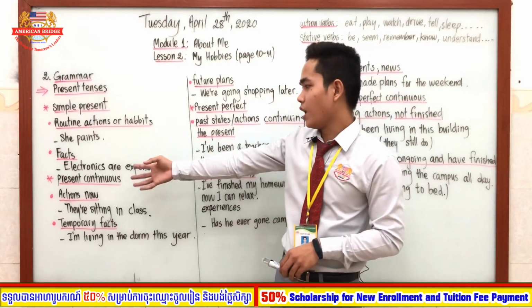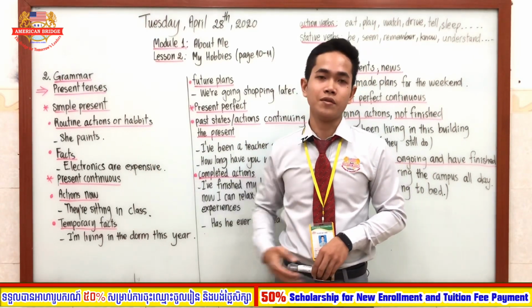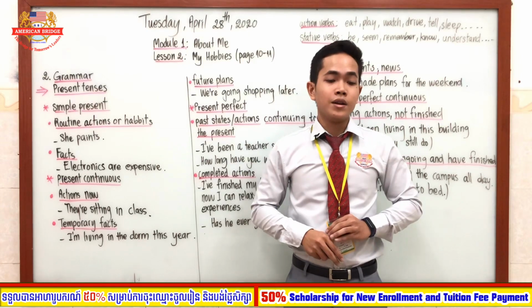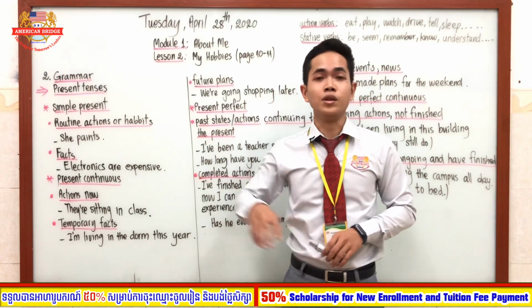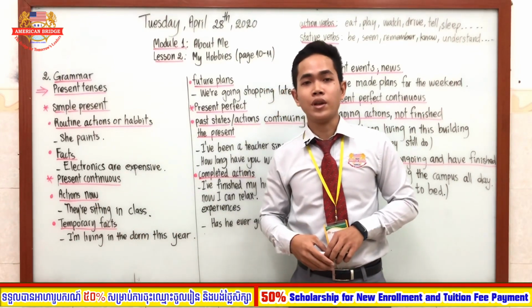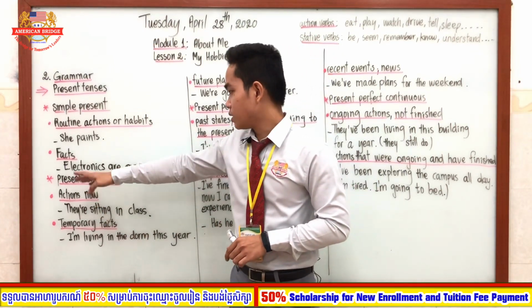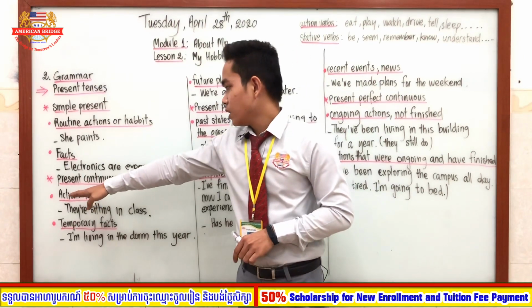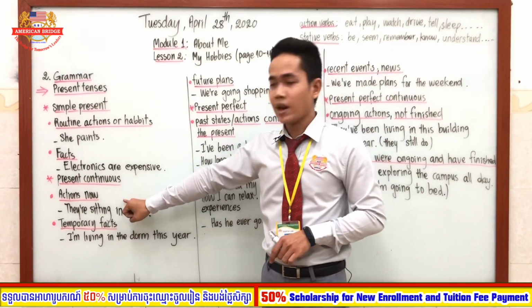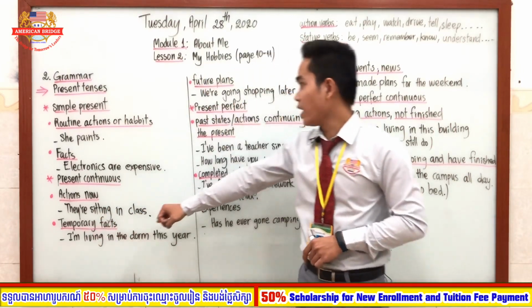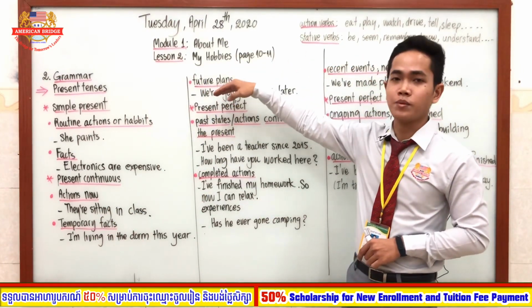Like "electronics are expensive." Usually electronics refer to devices that are so expensive if you want to buy them for any material that you want, right? So next is the present continuous. Usually in the present continuous, we have three usages. First is the action right now. Second is temporary facts, and the last one is talking about future plans.